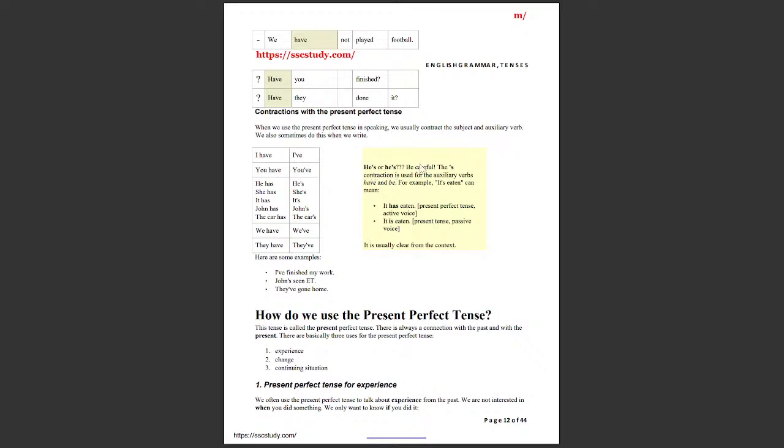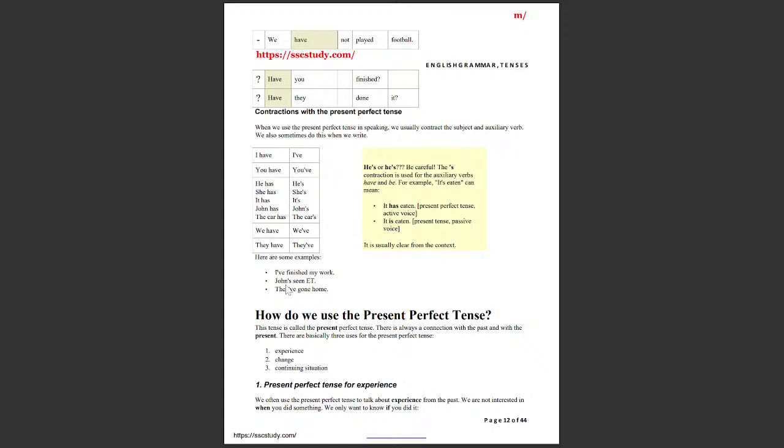He's or his, be careful. This apostrophe s contraction is used for the auxiliary verbs have and be. For example, it's eaten can mean it has eaten, present perfect tense active voice, or it is eaten, present tense passive voice. Okay, so that is really confusing, but it is usually clear from the context. Like this should be very clear for you. That's the reason I'm just telling you.